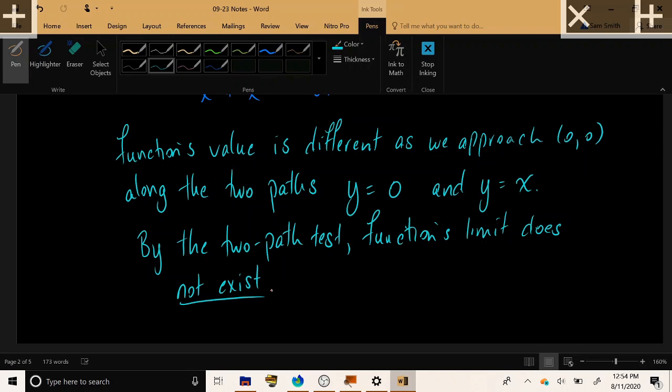Very easy to show that a limit does not exist. Hard to show that a limit does exist. Practically impossible except with a few key algebra tricks, which we'll talk about tomorrow.